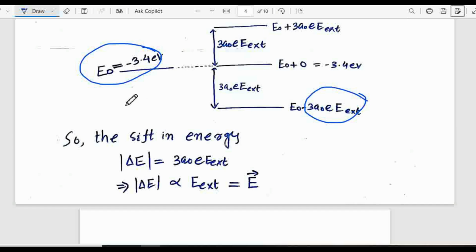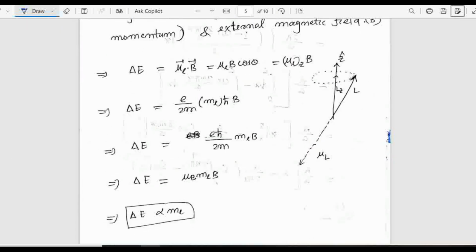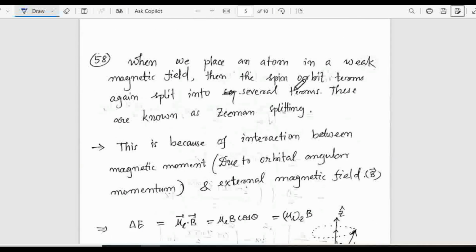One thing I have to mention here is that the degeneracy in this case has not been lifted fully. It is lifted partially because there are still two states whose energy levels are not split. They coincide with the initial state. So degeneracy is partially lifted here. Now coming to the solution of question 58, before doing that we have to know what Zeeman splitting is.